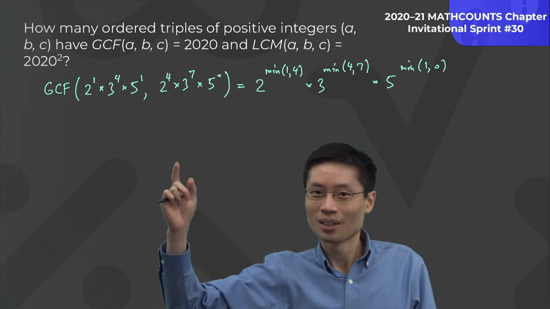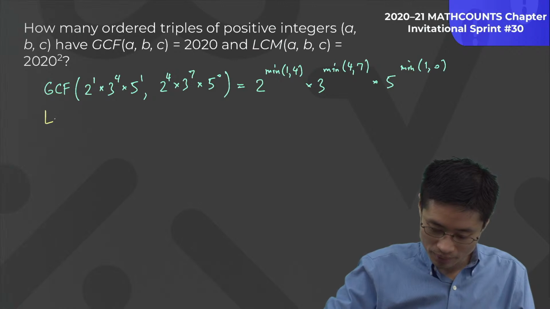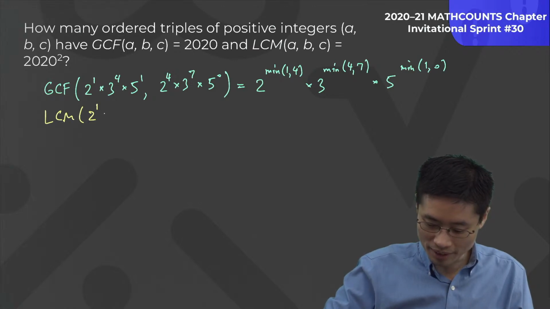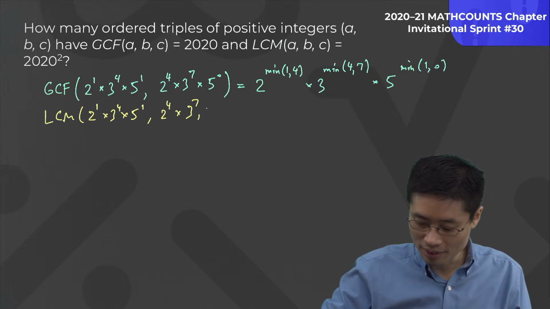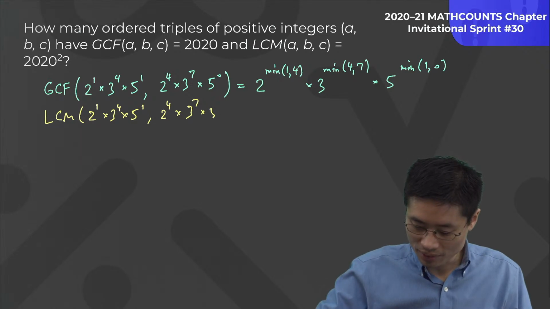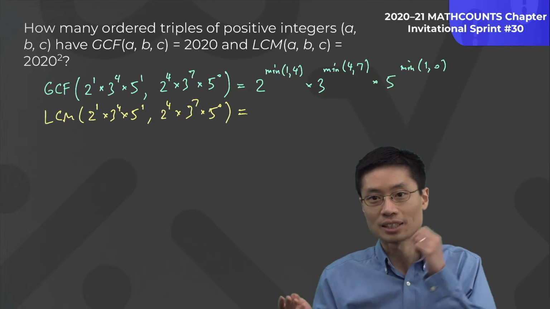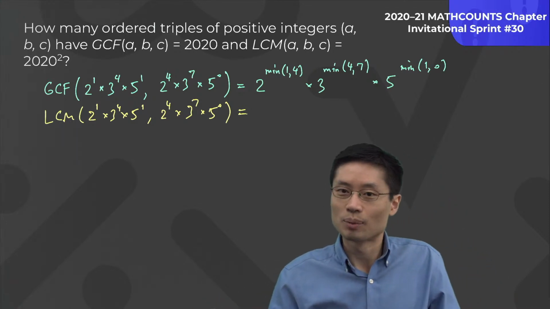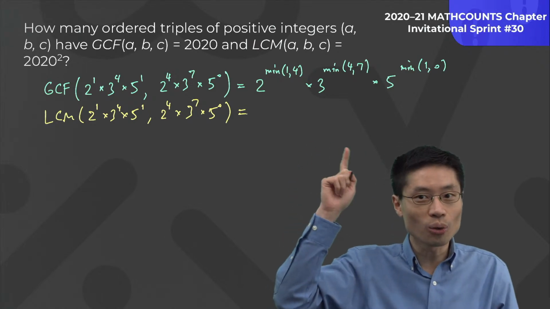Okay, how about the LCM? Let's do the LCM of the same things: 2 to the 1, 3 to the 4, 5 to the 1, and 2 to the 4, 3 to the 7, 5 to the 0. I'm emphasizing that I'm writing the power 0 because sometimes when prime factorizing, you might just not write the 5. But let's do 5 to the 0. That's the same thing. Now, if I do this, what happens? What's the only thing that changes?